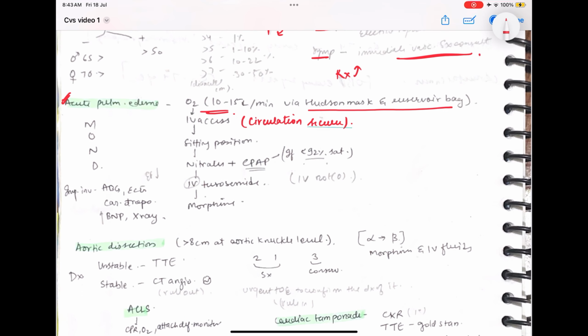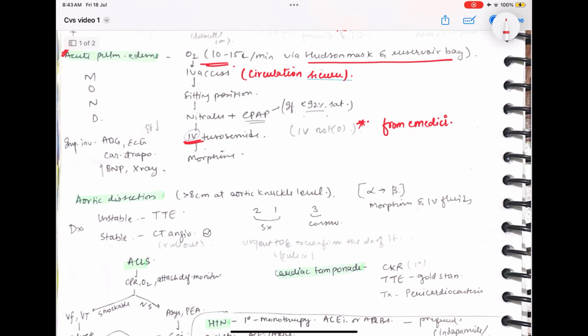So we'll have to give the patient IV access. Then we'll have to ask the patient to be sitting in this particular position. Then nitrates we'll have to give, and CPAP if the oxygen saturation is less than 92%. Then this is important: we'll have to select IV furosemide. We don't have to select oral furosemide. It is from eMedicine. And then last is morphine, that is for pain control.